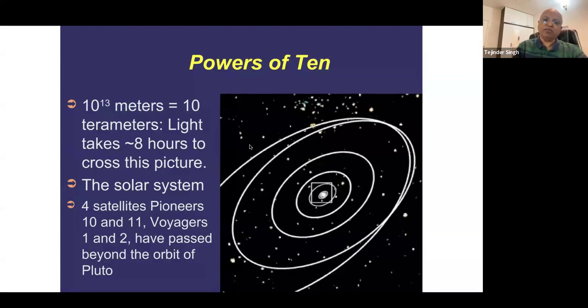And you know how much time light takes to cross from one end to the other? It takes 8 hours. Imagine, to reach from the earth to the moon, light takes 1 second, even though it travels very fast. Light travels at about 4 lakh kilometers per hour. Traveling so fast, it takes 1 second to reach the moon from the Earth. But to cross the solar system, it takes 8 hours, even at that high speed. Let's go to the next picture.